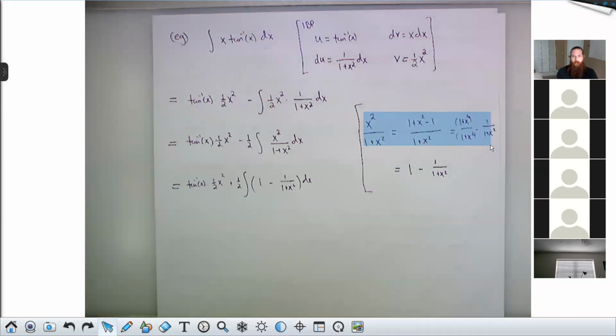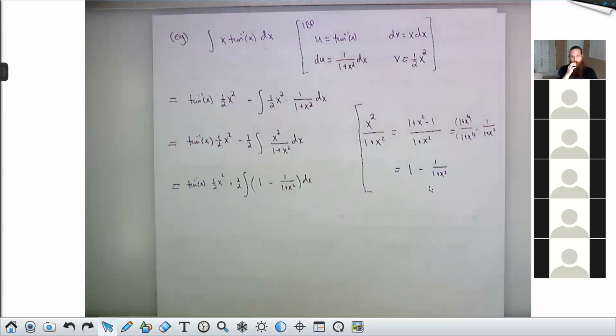We'll talk more about that when we get to section 7.4 on integrating rational functions. But it is something that we should have seen in the past. If you haven't seen it, that's okay. We're just dividing these polynomials. I'm dividing x squared by 1 plus x squared. And the result is 1 minus 1 over 1 plus x squared.